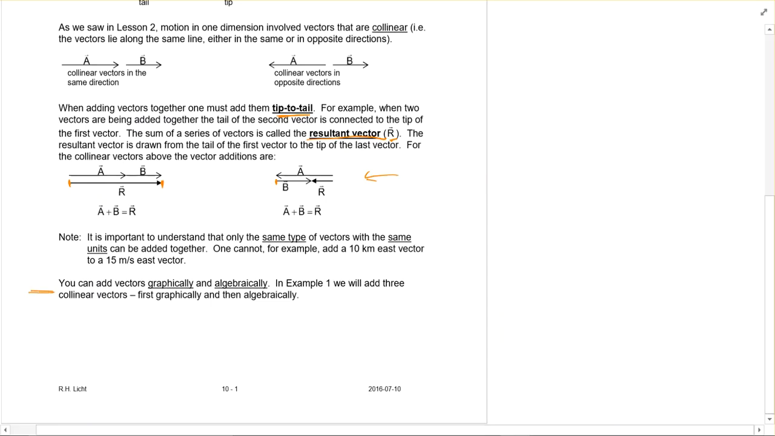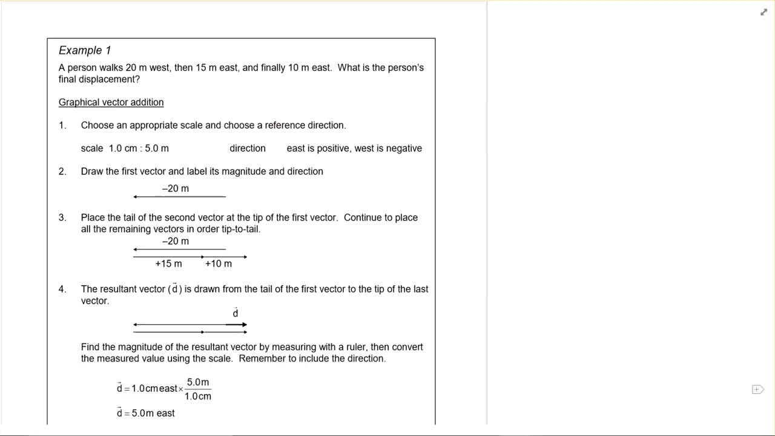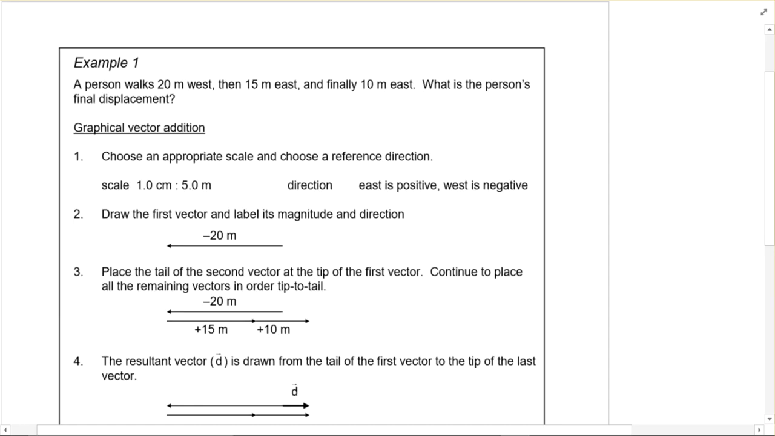Okay, so there are going to be two ways that we can solve vector problems. First is graphically, and the second is going to be algebraically. I'm going to show you graphically first. All right, so a person walks 20 meters west, then 15 meters east, and finally 10 meters east. What's the person's final displacement?